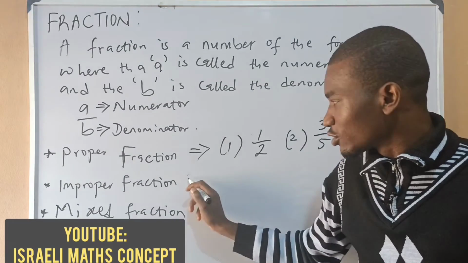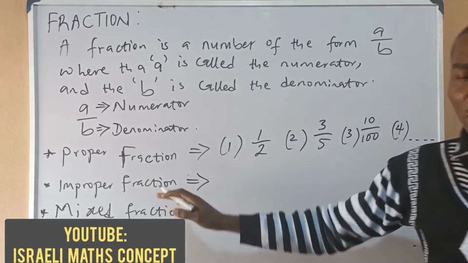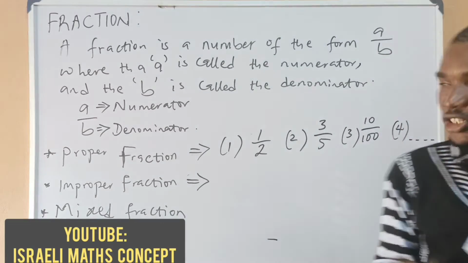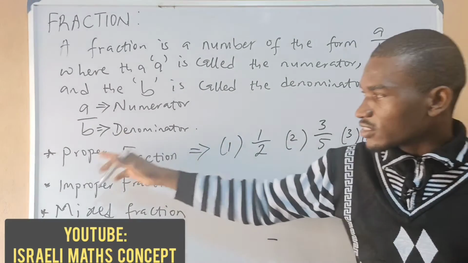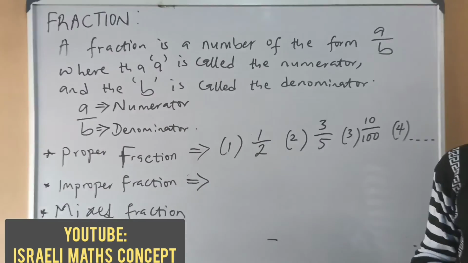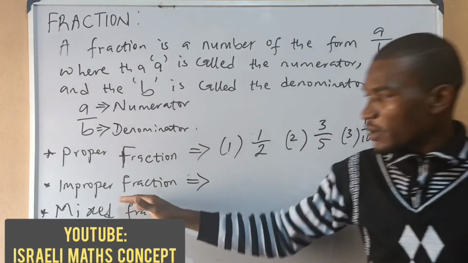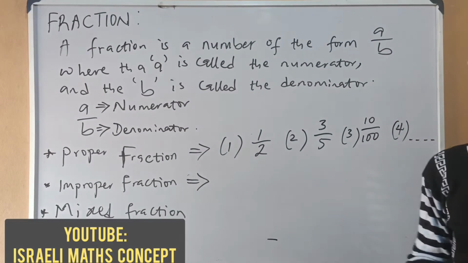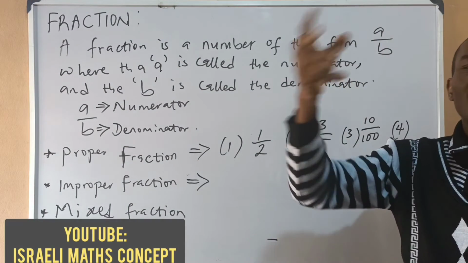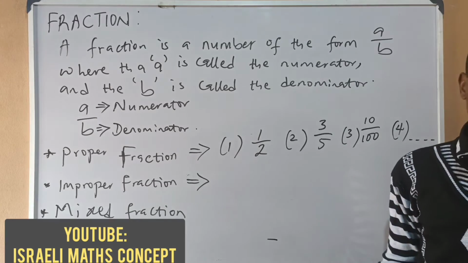All right, let's go into improper fraction. What is an improper fraction? Improper fraction is the inverse of a proper fraction, or the reverse of the definition of a proper fraction. So an improper fraction is a type of fraction in which the numerator is greater than the denominator.